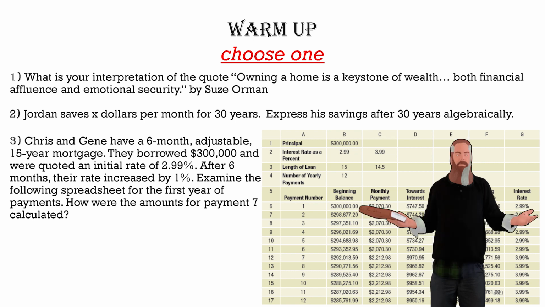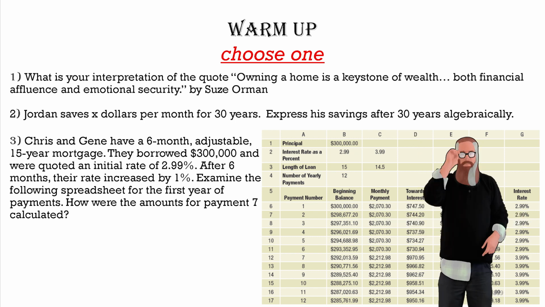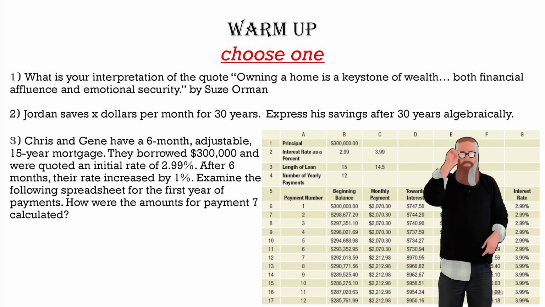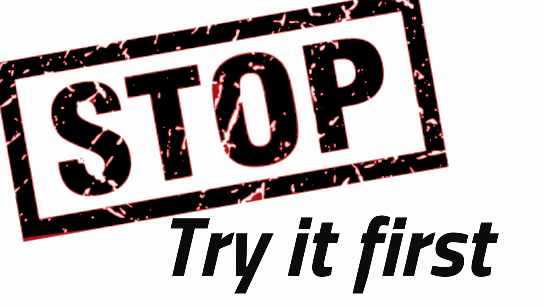Now, let's take a look at a problem that you will be able to do by the end of this lesson. Chris and Jean have a 6-month adjustable 15-year mortgage. They borrowed $300,000 and were quoted an initial rate of 2.99%. After 6 months, their rate increased by 1%. Examine the following spreadsheet for the first year of payments. How were the amounts for payment 7 calculated?